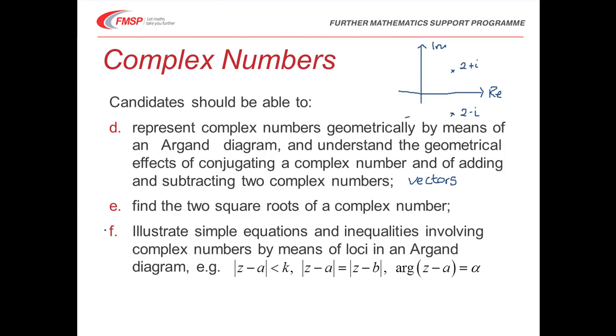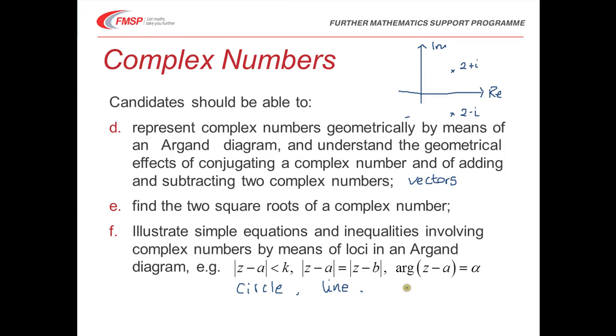So there are three main ones that we need to look at. This one is first of all associated with a circle. We have a less than k here, so we're actually looking at the inside of the circle and not the circumference. If it were equal to k, then we would be looking at the circumference of the circle. This one represents a line, and it's worth remembering that the line is the perpendicular bisector of the line joining the points A and B.